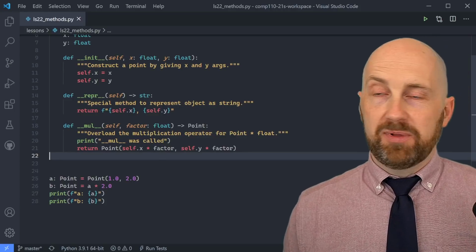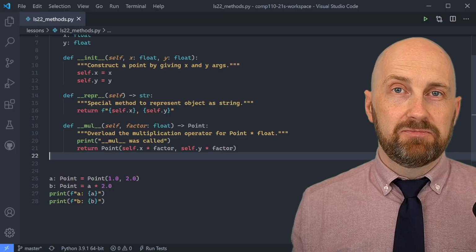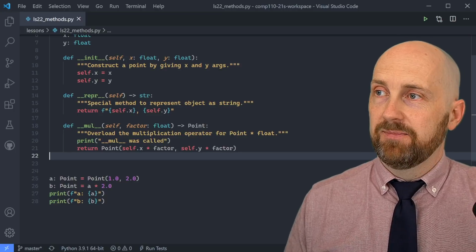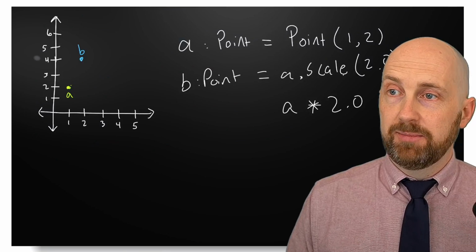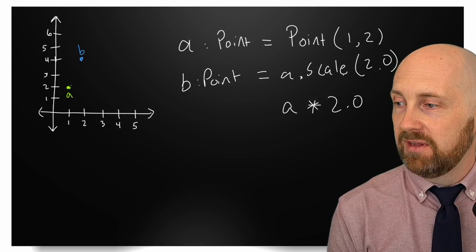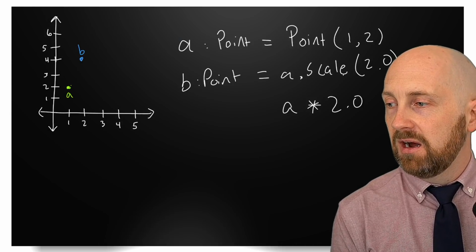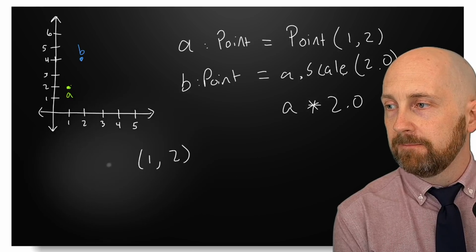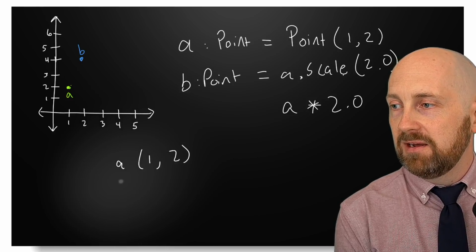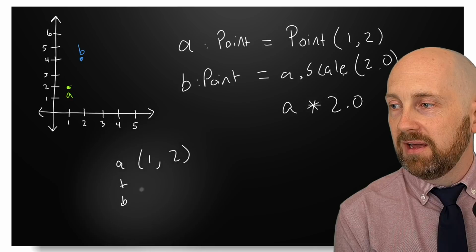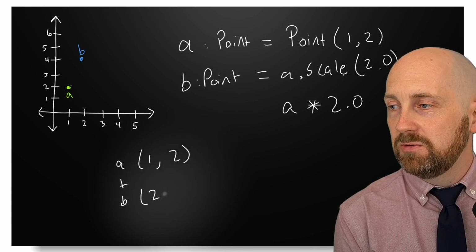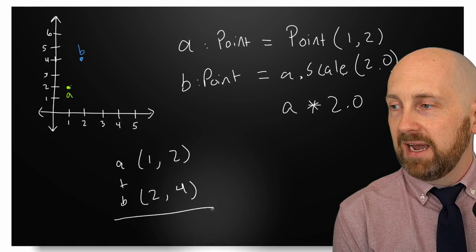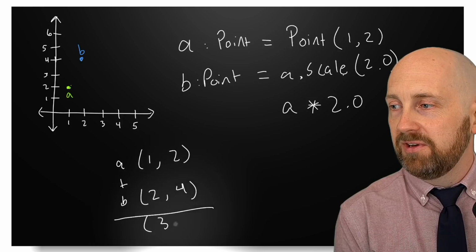So if we can multiply a point by some scaling factor, could we add two points together? And this is a pretty common occurrence in Cartesian coordinates, the idea of adding two points. And so if A is 1, 2, and B is 2, 4, you add the components together and you would expect 3, 6 here, right?